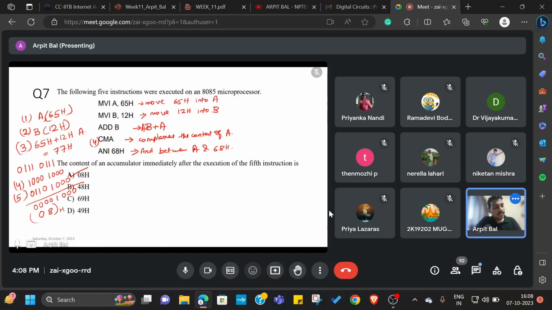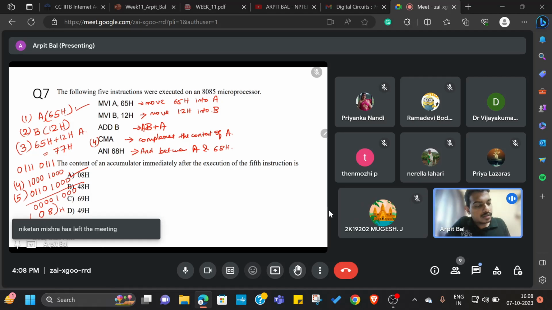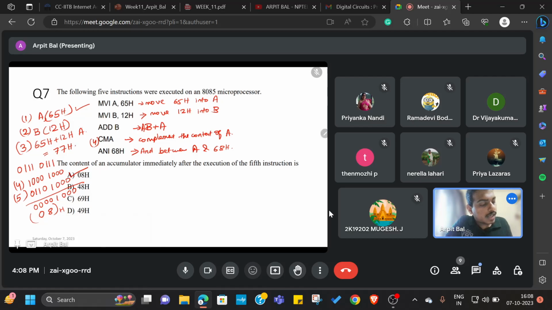Okay, so the next question was, you have a set of instructions given to you, and you have to figure out what the accumulator content is finally. First we moved the value 65 into the accumulator, then the accumulator is added with the value B, so that becomes 77H. Next we complement the accumulator, and after complementing we perform the AND immediate with 68H, and we end up with 08H as the answer.